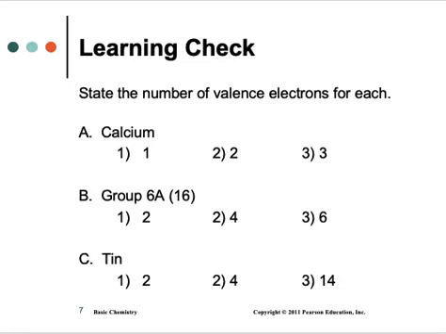Here's another one. State the number of valence electrons for each. Well, calcium is in group 2, so it's 2. Okay. Group 6A. Well, I don't even know what elements are in group 6A, but remember 6A is 6 valence electrons. The periodic table in our room says 16, but remember we're skipping all the D's, so that's 10 out. So the number 16 would drop down to the number 6, and there would be 6 valence electrons.